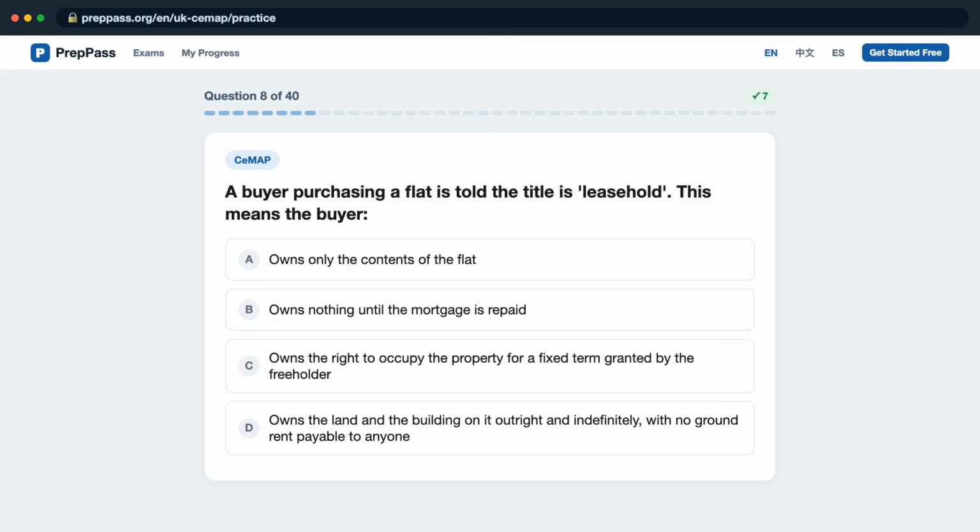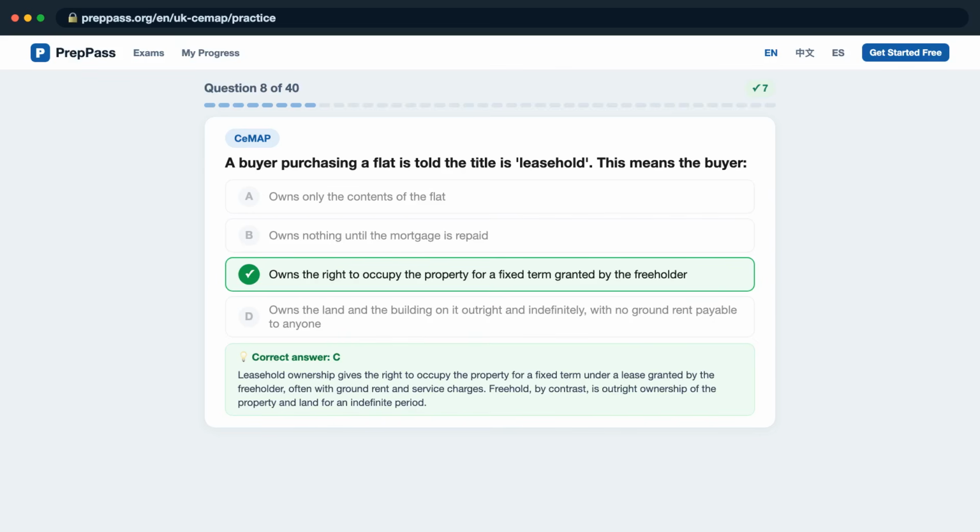Question 8. A buyer purchasing a flat is told the title is leasehold. This means the buyer, is it A, owns only the contents of the flat? B, owns nothing until the mortgage is repaid? C, owns the right to occupy the property for a fixed term granted by the freeholder? D, owns the land and the building on it outright and indefinitely, with no ground rent payable to anyone? The correct answer is C.